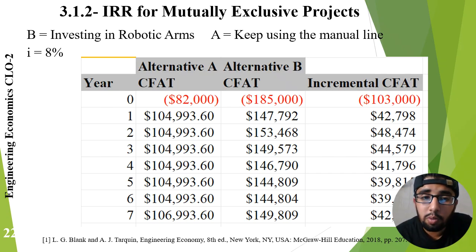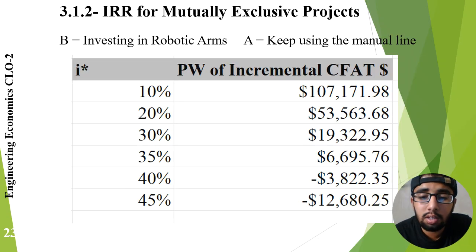IRR for mutually exclusive projects. I have drawn a table in the slide. This slide introduces a comparison between two alternatives. The first alternative is continuing with the manual production line. The second alternative involves investing in robotic arms. Since only one alternative can be selected, the purpose of the analysis is to determine which option is better in economic performance.